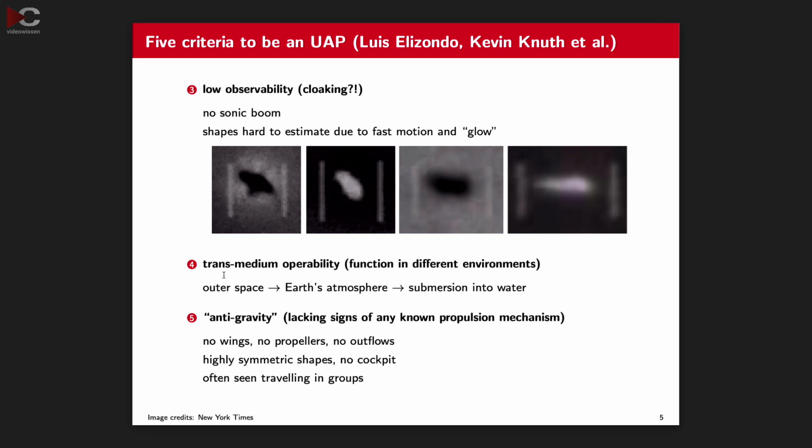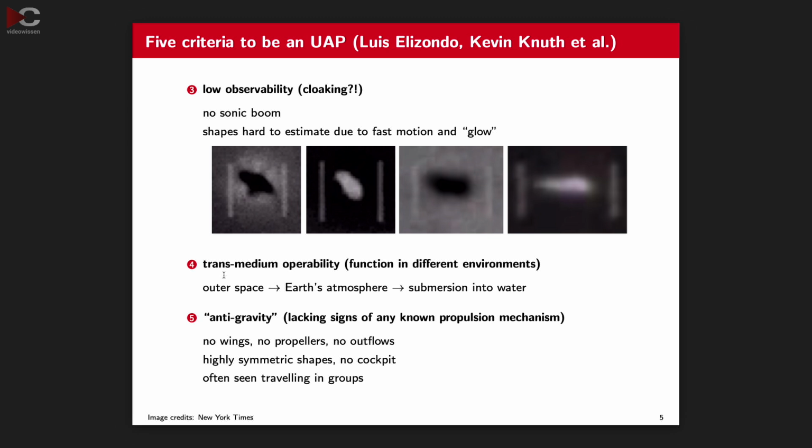The second point for low observability is that when we take a look at these infrared pictures that are shown on the slide, we usually have a hard time to estimate the true shapes of these objects, because they usually move very fast and there is a certain glow around these objects such that the true shape seems to be cloaked or hidden from us.